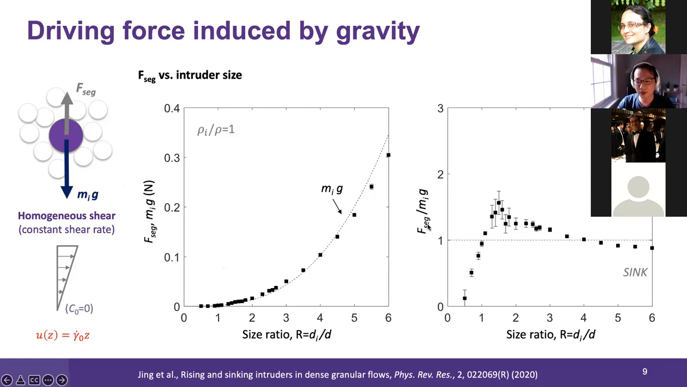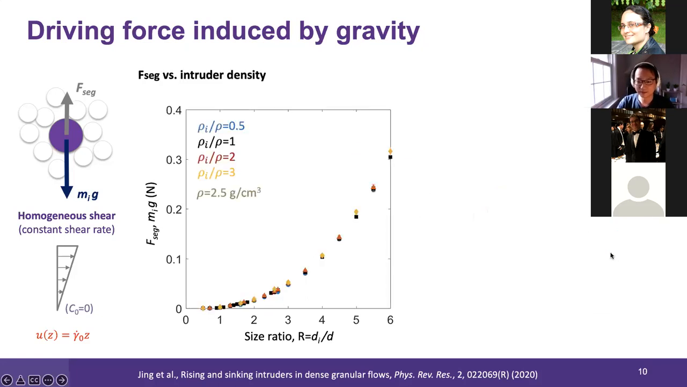If we take the ratio of the segregation force over the weight, we can see considerable differences at different size ratios. Here, it corresponds to a size ratio around 2. That's where the segregation force pointing upward is higher than the weight, so the particle will rise. And this is where the weight is too heavy, greater than the upward segregation force, so the intruder tends to sink.